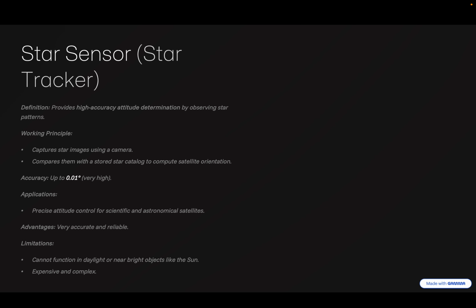And when we compare with the images in the database, if there is any change between the photographs in the database and the image taken by the camera, then according to that change, it will identify the change in the position of the antenna which is present there. So in this way, a star sensor is used.